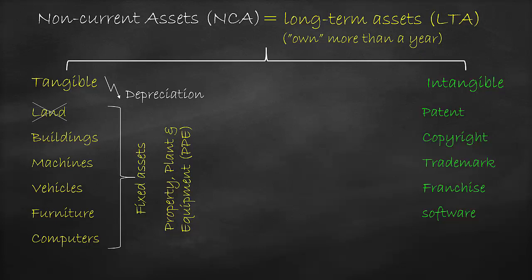The same applies for intangible assets in terms of depreciation. The value of intangible assets decreases every year by a certain amount, which is called amortization. Please note that depreciation and amortization have the same definition, but we use the word depreciation for tangible assets and amortization for intangible assets.